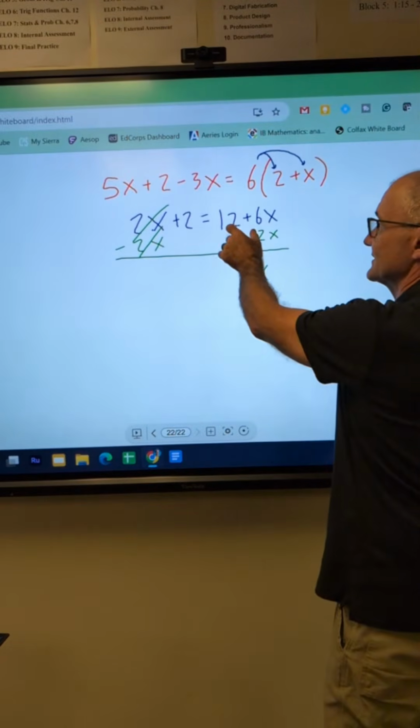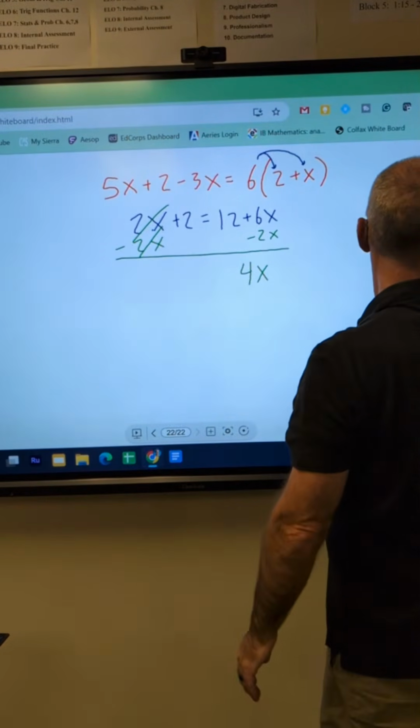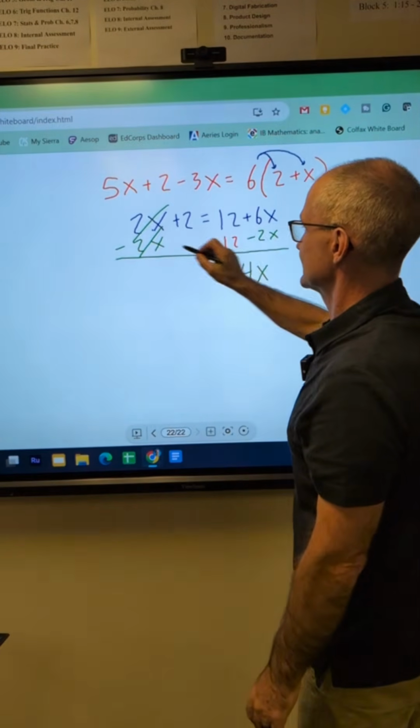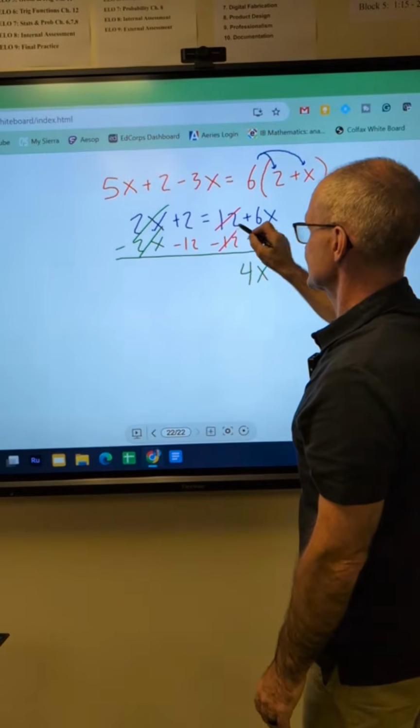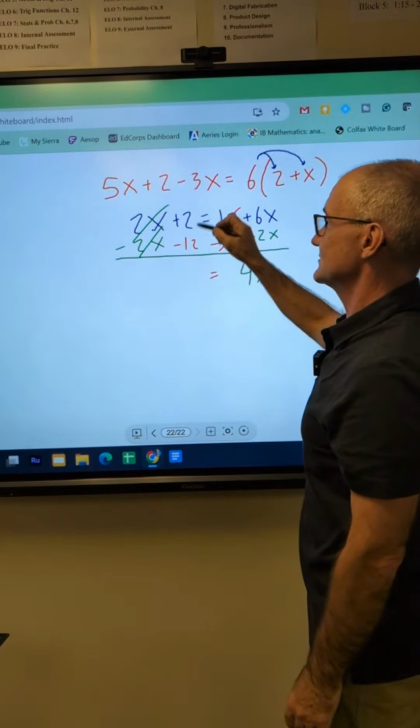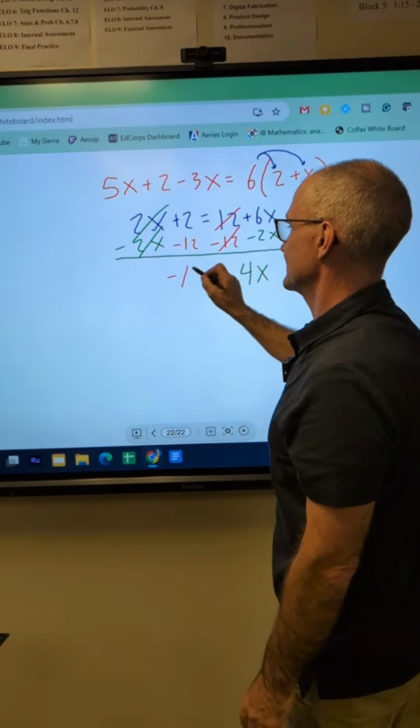I have that 12 on this side, the 2 on this side. I'm going to subtract the 12 from both sides. Those will cancel. Now I have that 4x by itself. 2 minus 12 is negative 10.